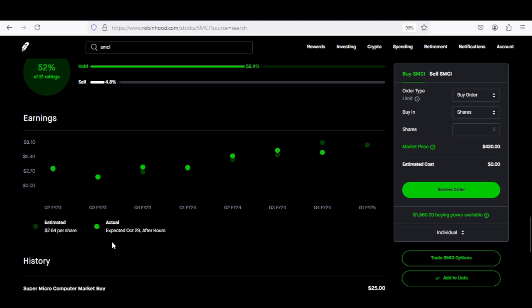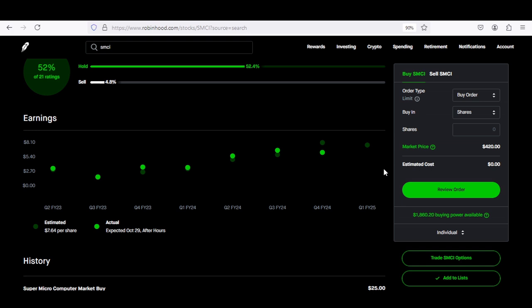Now, in addition to the expected earnings on the 29th of October, SMCI is going to be having a stock split come this Monday, which is going to be tomorrow. So with that stock split, they're going to be issuing what's going to be a 10-for-1 stock split. So based on the stock price right now, which is going to be $420 per stock, at the stock split tomorrow, SMCI is going to be trading at $42 per share. Hey, keep that information in mind. I'm going to tell you how I'm going to use that information.